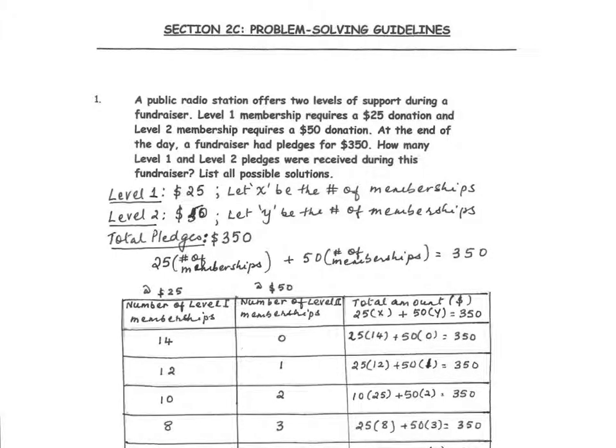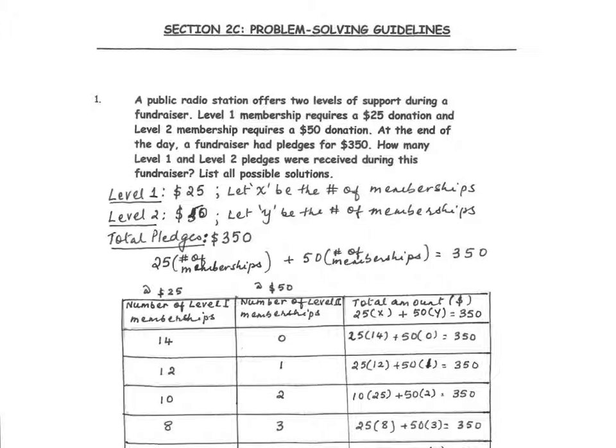In this section, we will do some problem solving. You can take a couple of minutes to read the question. You can pause the video if you need to. So once you've read the question, you'll see that there are two levels of membership. One is a $25 membership, and the other is a $50 membership.